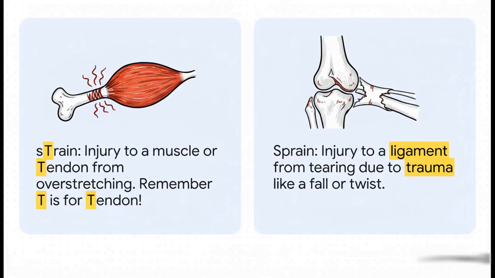Strain versus sprain. People mix these up all the time, but here is a foolproof way to remember it for the exam. A strain involves a tendon or a muscle. See, the T is your clue. A sprain, on the other hand, involves ligaments. That simple little memory trick is gold.